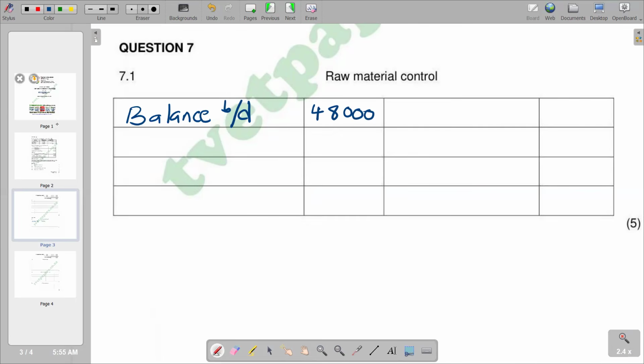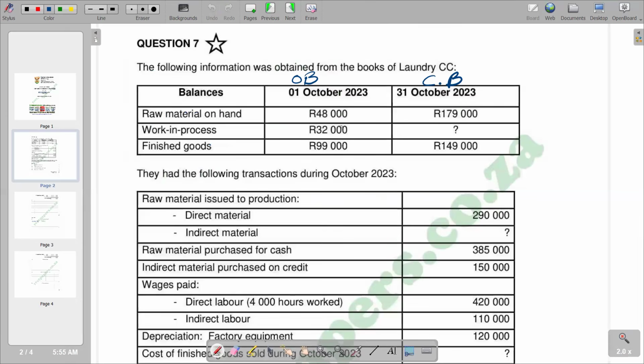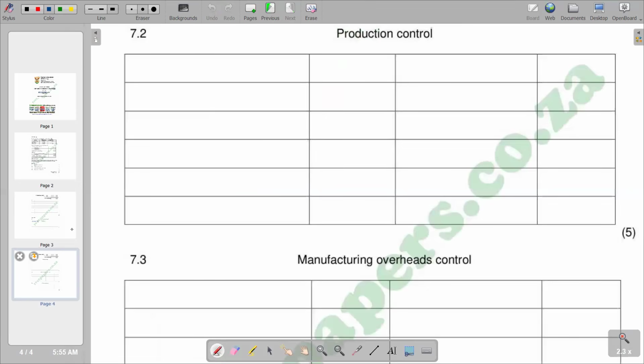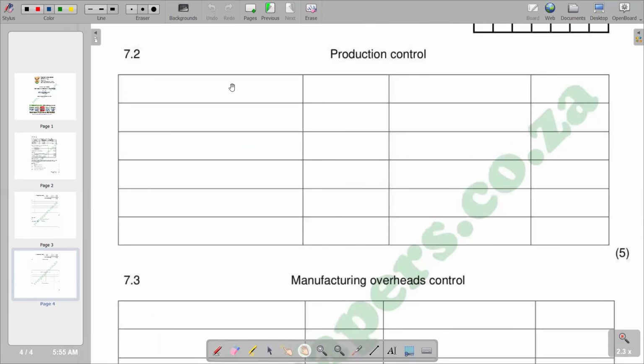Then we pick the next opening balance that we have, which is work in process 32,000, which is going to be the opening balance of the production control account. So we can just look for production control, as we are having our production control, and then I have our balance b/d as 32,000, and it will be on the debit side again.